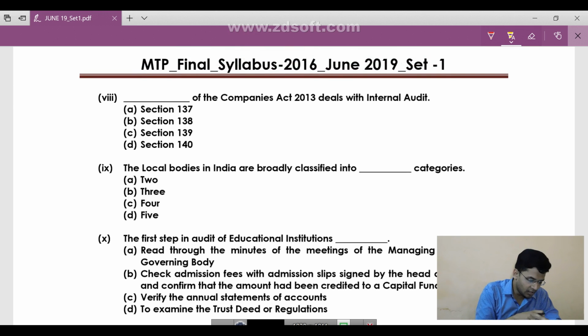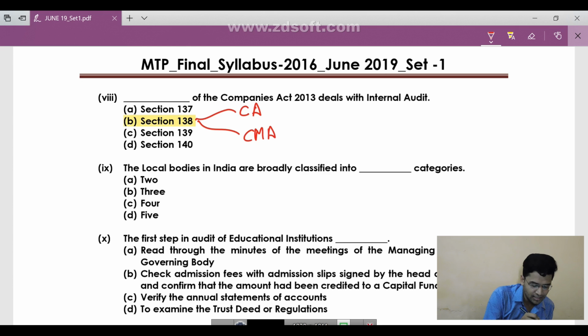So, which section of the Companies Act 2013 deals with internal audit? Guys, do you remember? Section 138. Perfect. One special feature about this section, and why it is so close to our heart, is that internal audit can be done by a CA or CMA. Hence this section is particularly close to all of us, because cost accountants are given the right under the Companies Act to perform the internal audit.